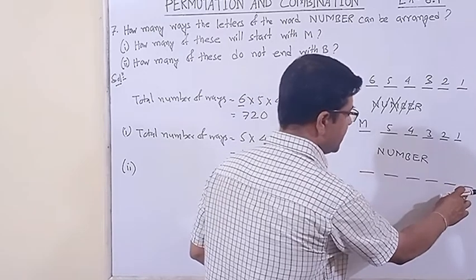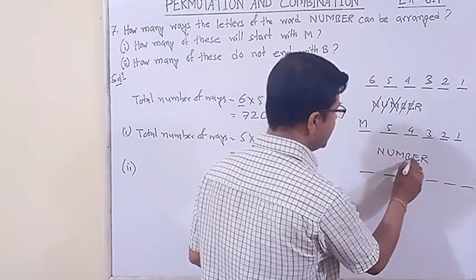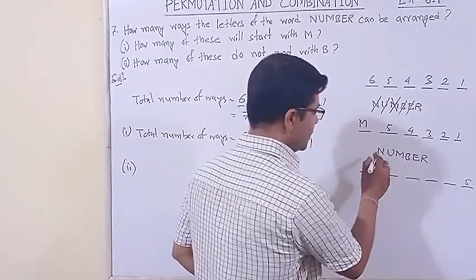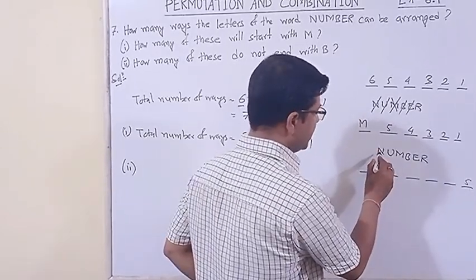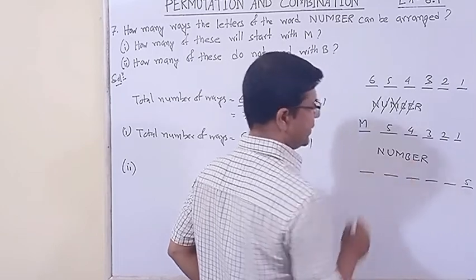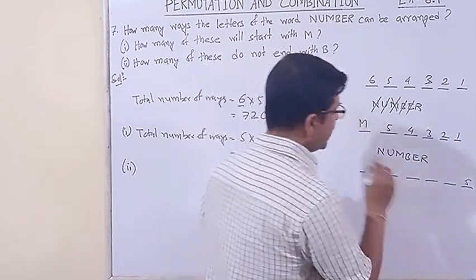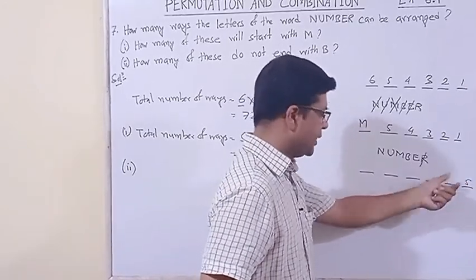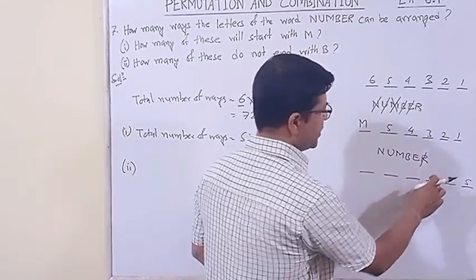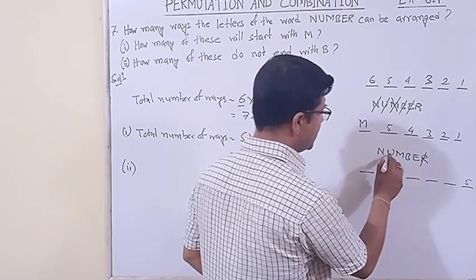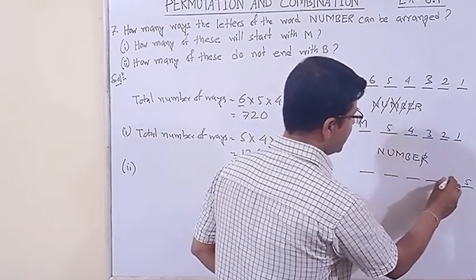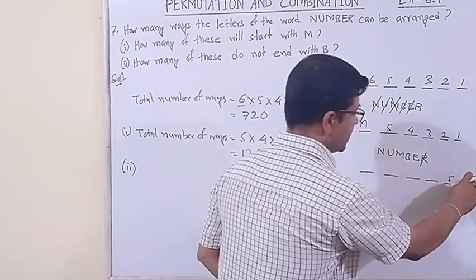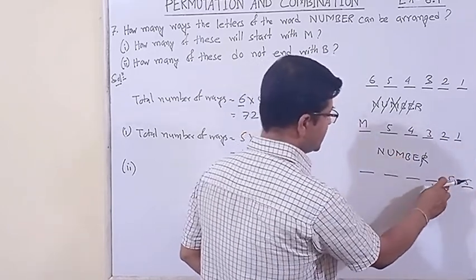So this place can be filled in how many ways? 1 2 3 4 5 ways, except B. B cannot be there. So the remaining number of letters, again let me count, 1 2 3 4 5. Then one is chosen. Suppose this is chosen, correct? Now this place can be filled in how many ways? Let us count: 1 2 3 4 5 ways, because now B can be chosen here. B could not be chosen there, but B can be chosen here.